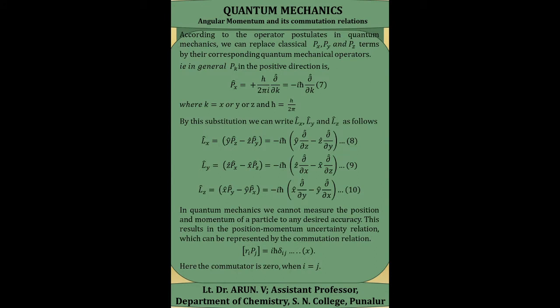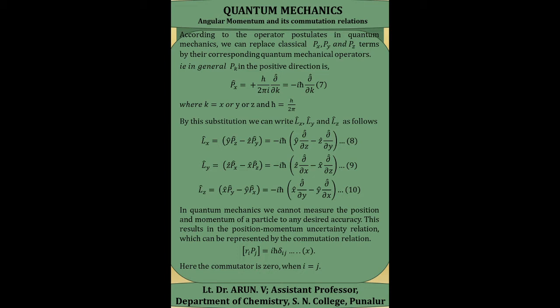According to the operator postulate in quantum mechanics, we can replace the classical expressions for the px, py, pz terms by their corresponding quantum mechanical operators. In general, the quantum mechanical operator for momentum pk in the positive k direction is given by p_k = (h/2π i) ∂/∂k, or equal to −i ħ ∂/∂k, where k is x or y or z, and ħ = h/2π.